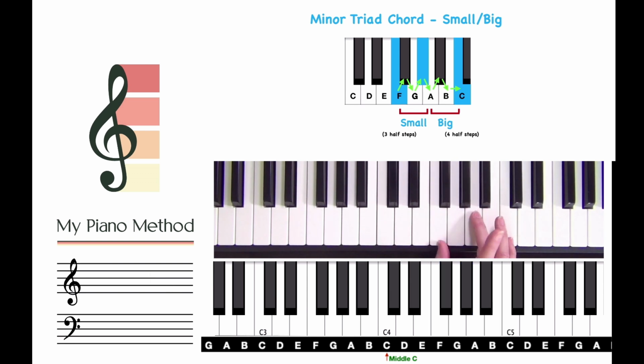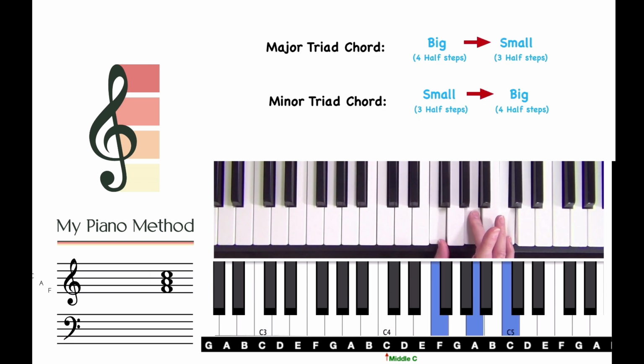There is a simpler way you could do this. You could just find the major triad, which is big, small, F, A, C, and just drop your middle finger down half a step to find the minor. And that works just as well. Major, minor. And you can hear the difference. It's happy, sad, major, minor.